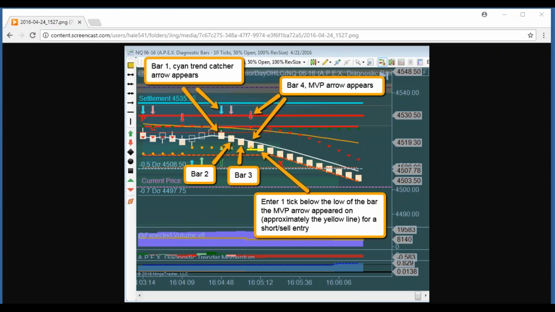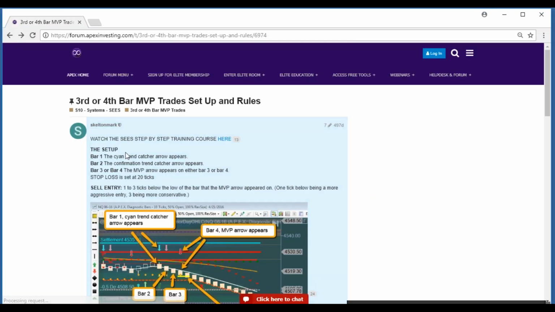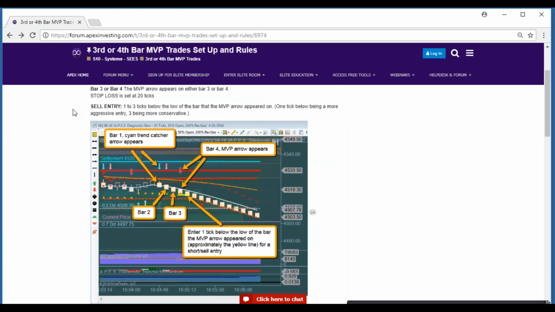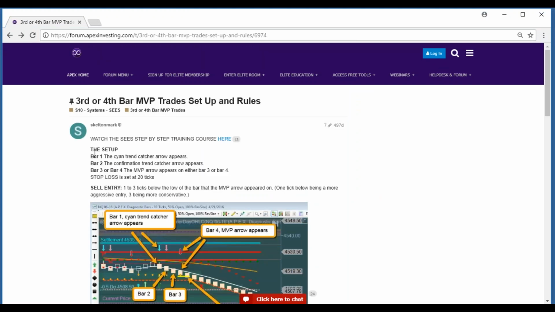Okay, cool. So just another random trade here. It's called the 4th bar MVP trade. What's the setup? Well, on bar 1, right here, the first down close bar, the cyan trend catcher arrow appears, the cyan colored one saying down. Bar 2, the confirmation trend catcher arrow right here appears showing down. And on bar 3 or 4, the MVP arrow appears.